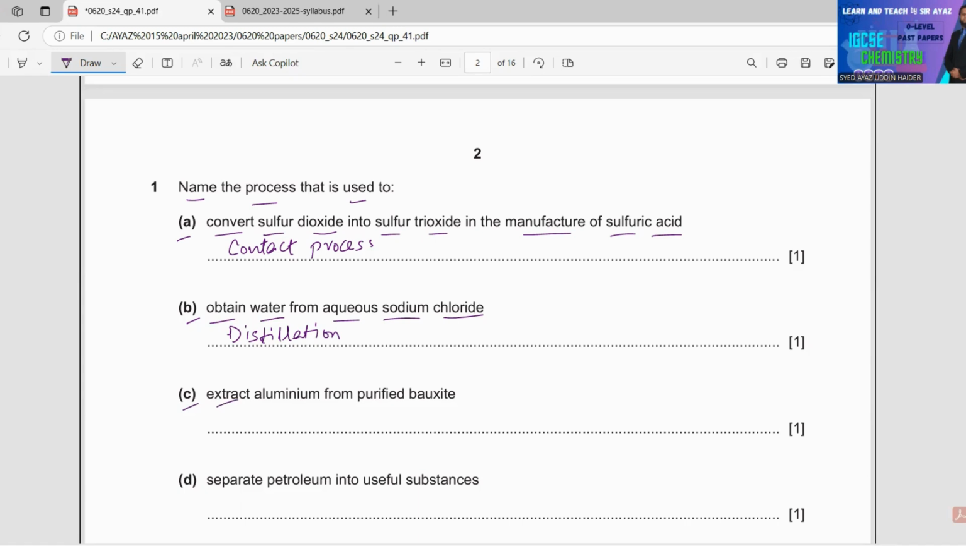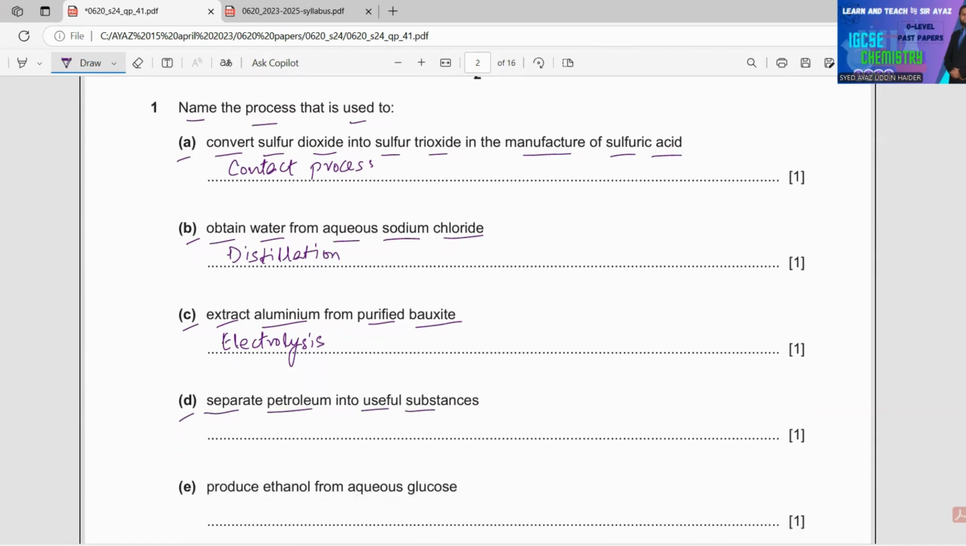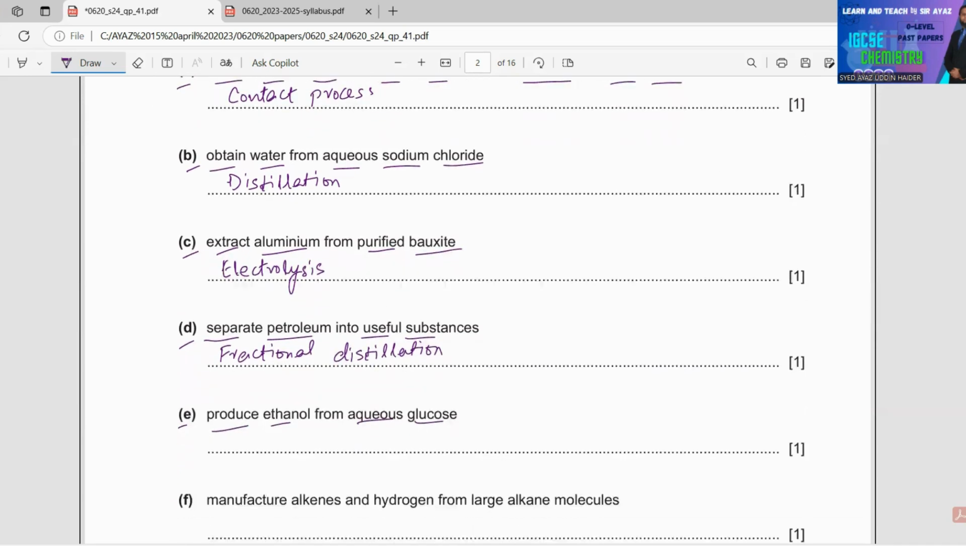C. Extract aluminium from purified bauxite. The process uses electrolysis. D. Separate petroleum into useful substances. You know it's fractional distillation. So I will write fractional distillation. Part E. Produce ethanol from aqueous glucose. The process is fermentation.